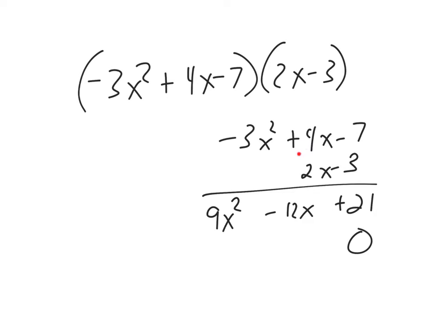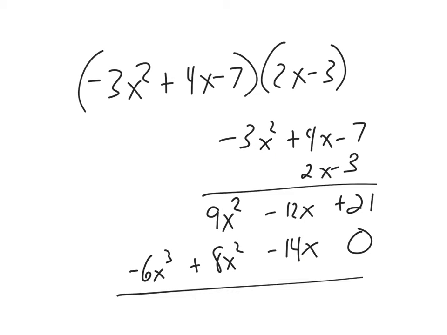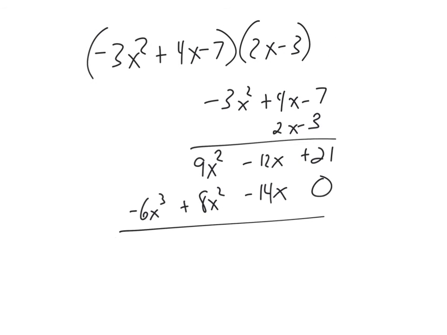Then I start with my 2x. I'm going to take it times the negative 7. So what's that? Negative 14x. And then I'm going to take it times the 4x. So that's going to be 8x squared, and it's positive. And then I got my last one here. It's going to be a negative 6x cubed. So now if I add all that up, I got negative 6x cubed plus 17x squared minus 26x plus 21.